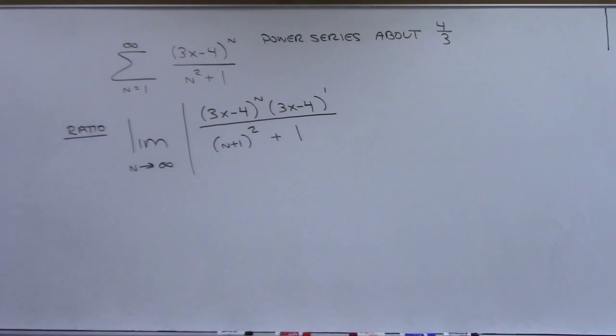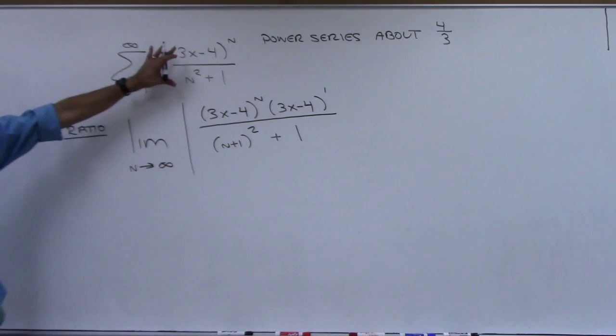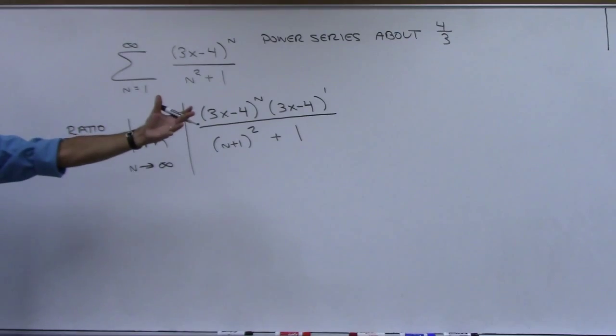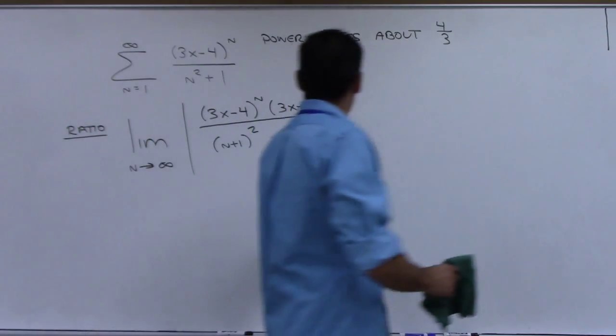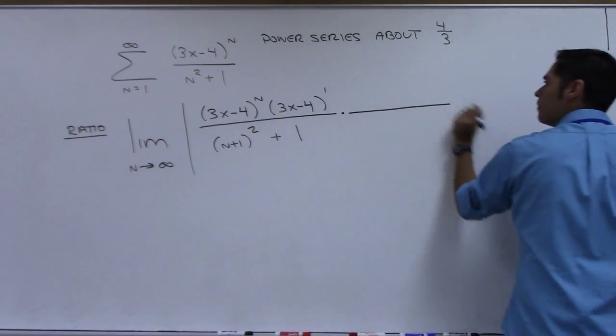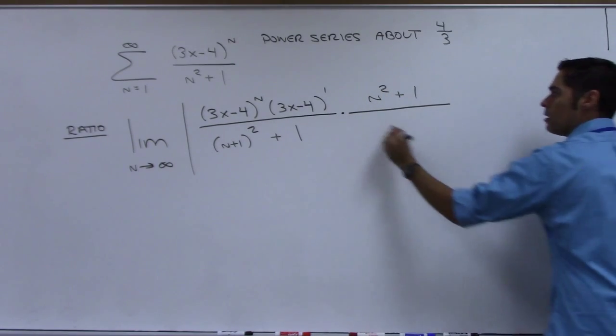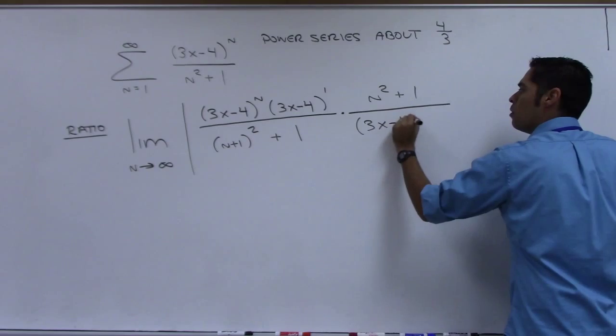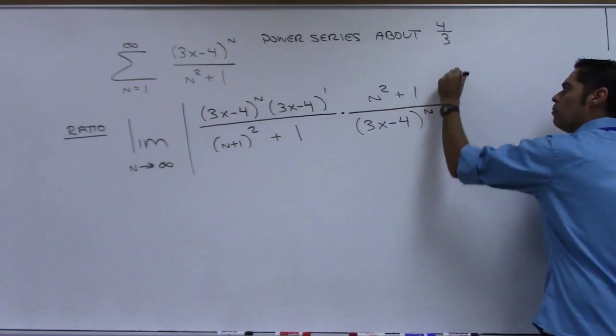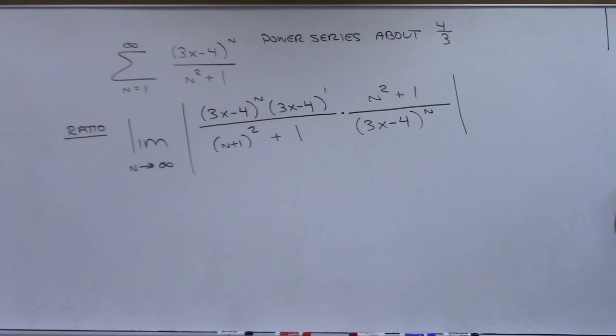Then I have to divide that by this without just plugging n into it, which is the same as multiplying by the reciprocal. So what goes over here? What goes on top? N squared plus 1 on top, bottom, 3x minus 4 to the n. And what do I want about this thing? I want it to be less than 1.